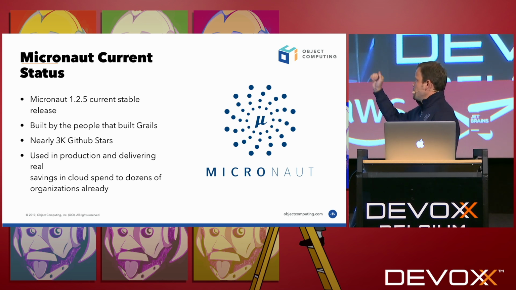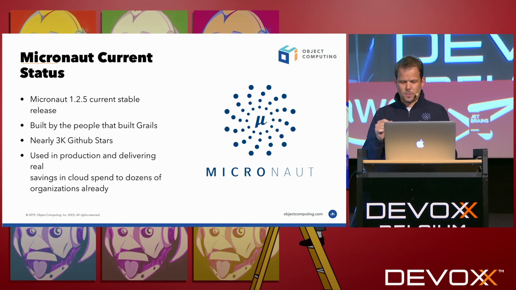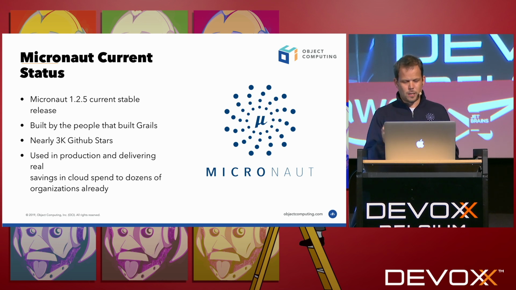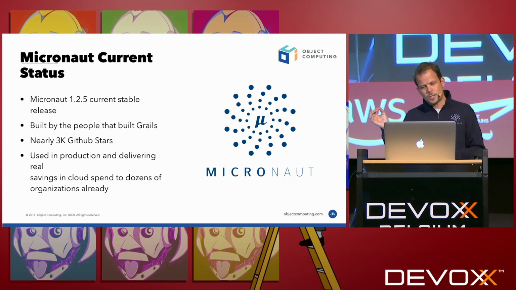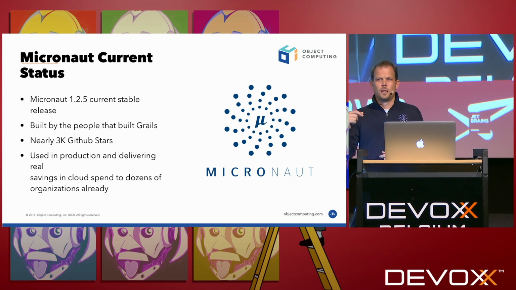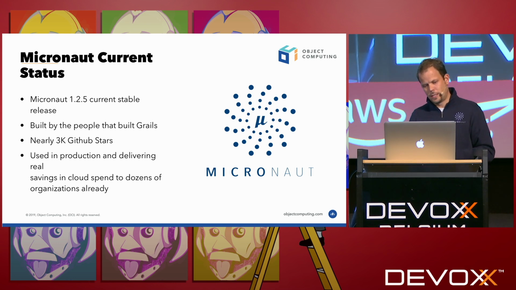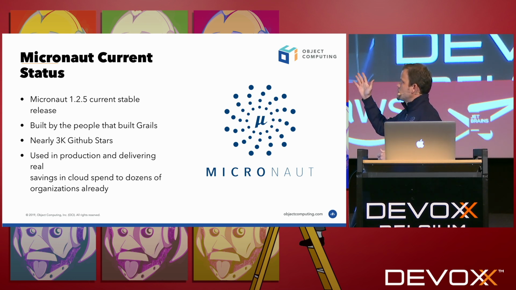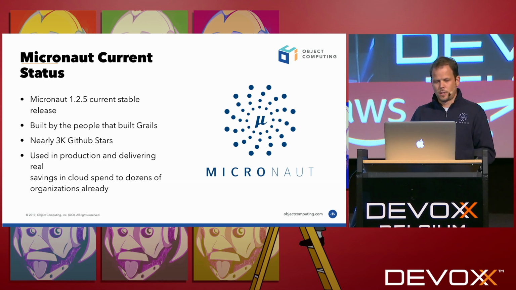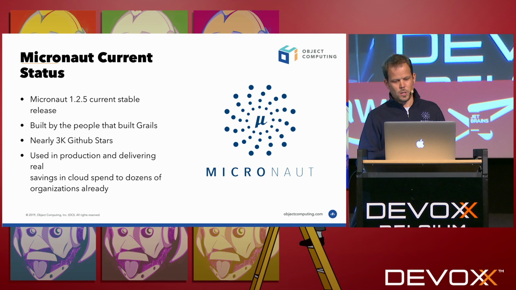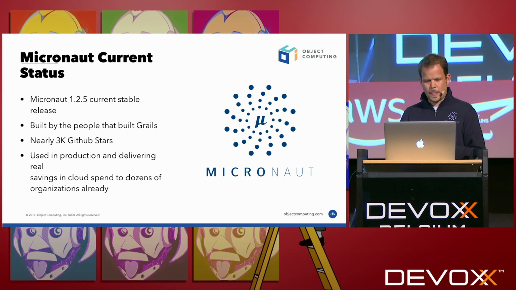And it's used in production already by a whole bunch of companies, delivering real savings, particularly in cloud spend. One of the biggest feedbacks we've had from our customers, Object Computing, is how much less they're spending. We have a whole bunch of GCP, Google Cloud customers, and they've seen their cloud spend drop significantly because Micronaut server processes are using much fewer resources in terms of memory, and they're able to deploy much smaller processes and containers.